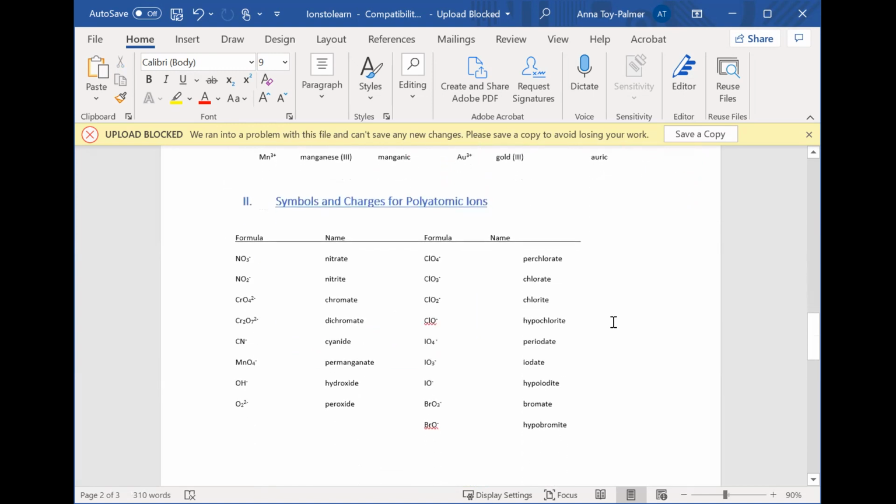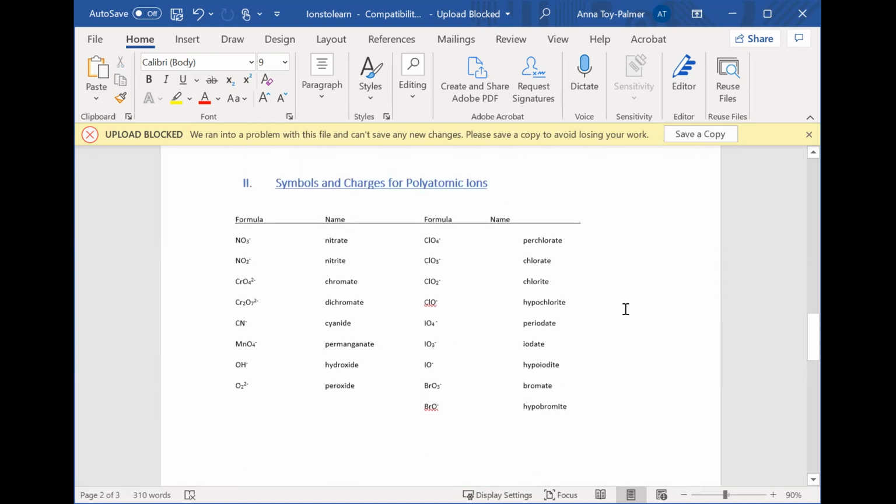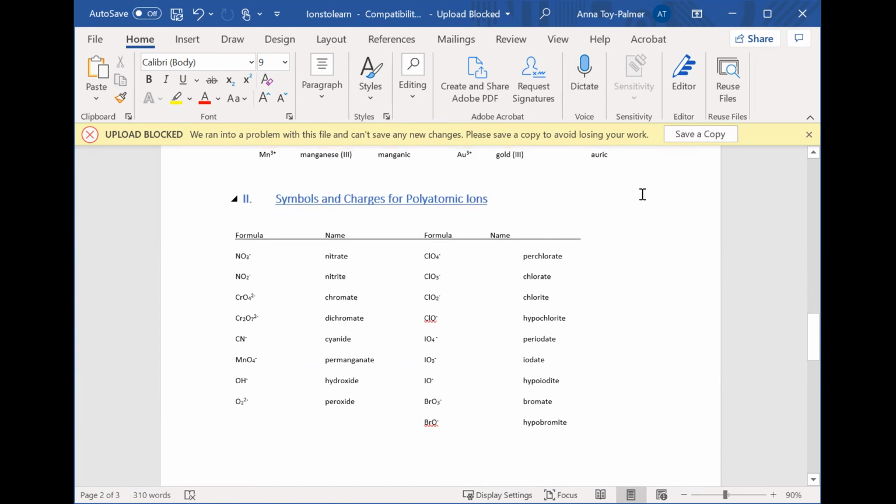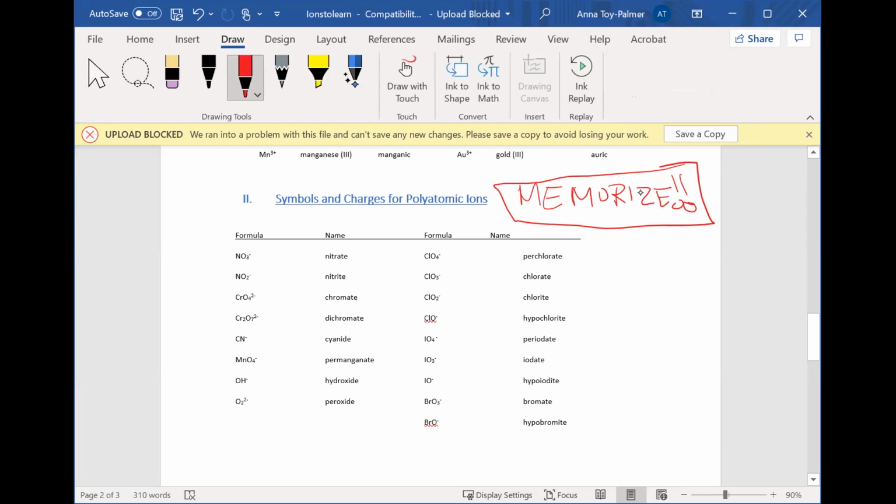But now the symbols for your polyatomic ions, you're going to have to memorize. And yes, please memorize it. Every day you're going to memorize another 2. So out of this list, which do you have to memorize? Well, let me tell you. All of these. All of these.